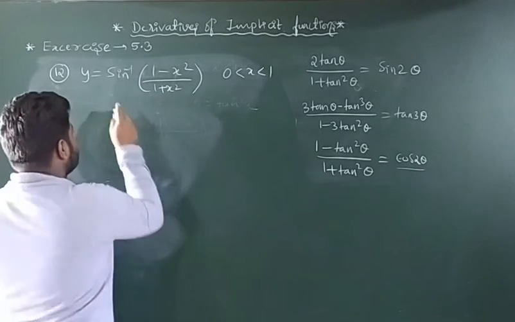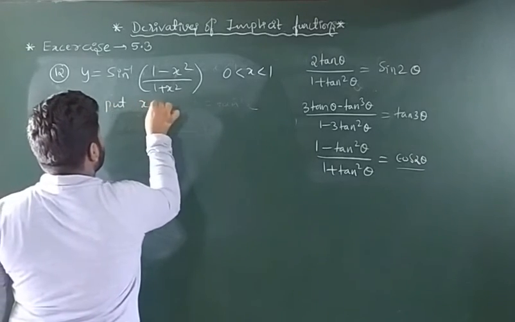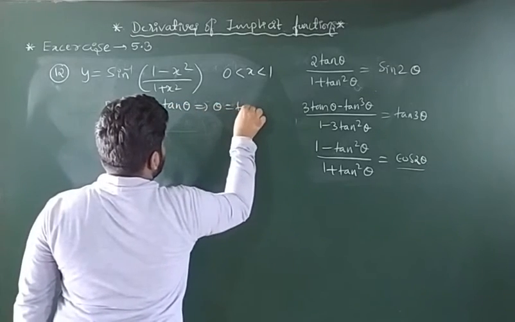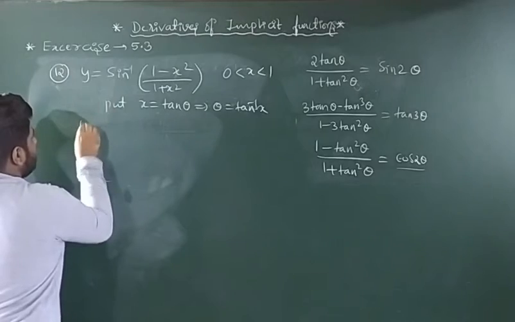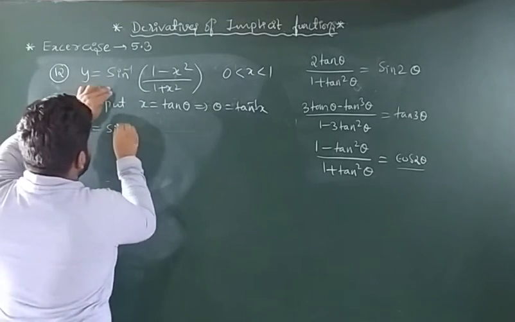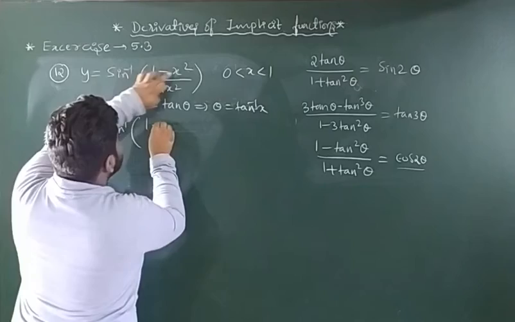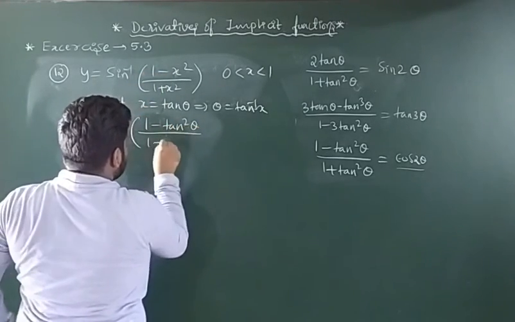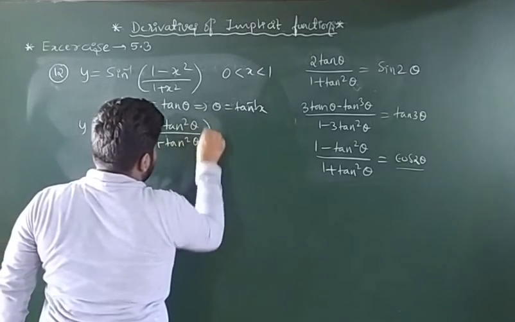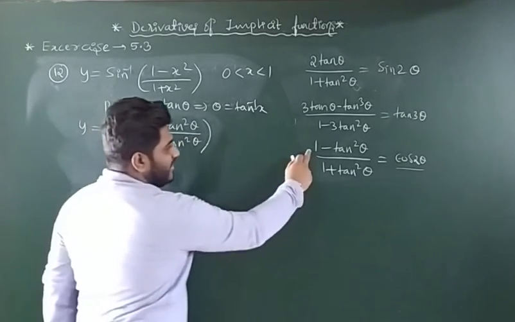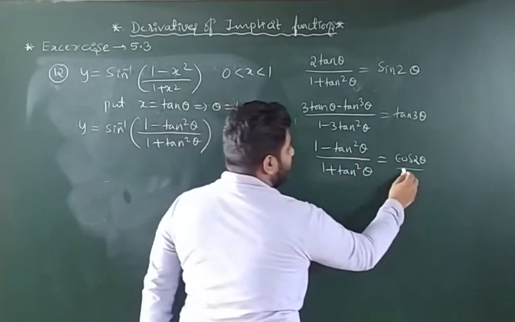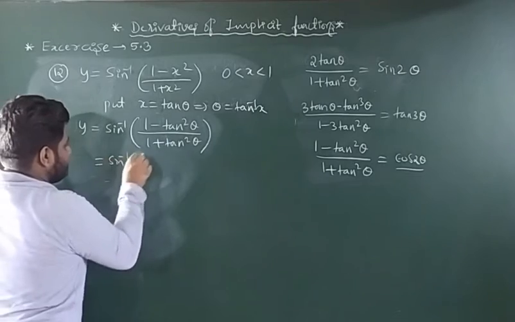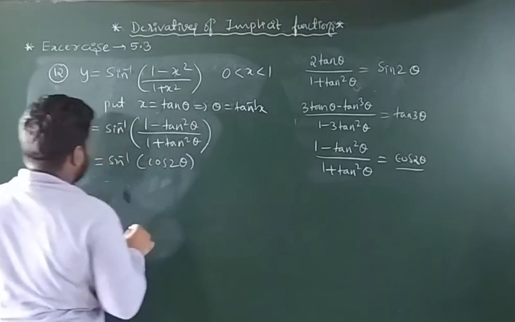So first put x equal to tan theta. This implies theta is equal to tan inverse x. So substitute here. y equal to what are we having? Sin inverse of (1 minus tan square theta) divided by (1 plus tan square theta). This value we have the formula cos 2 theta. Put here sin inverse of cos 2 theta.